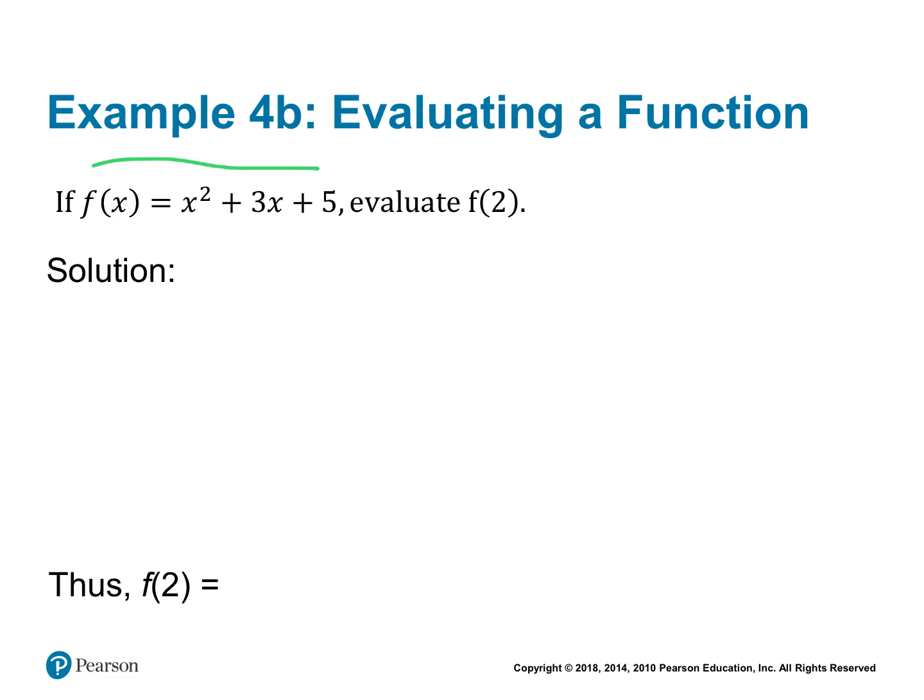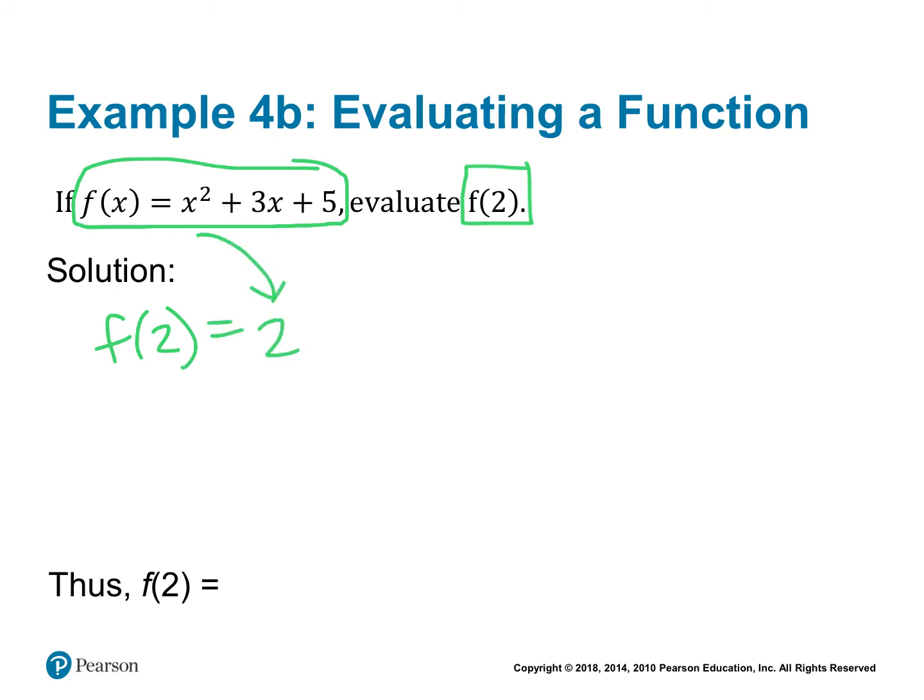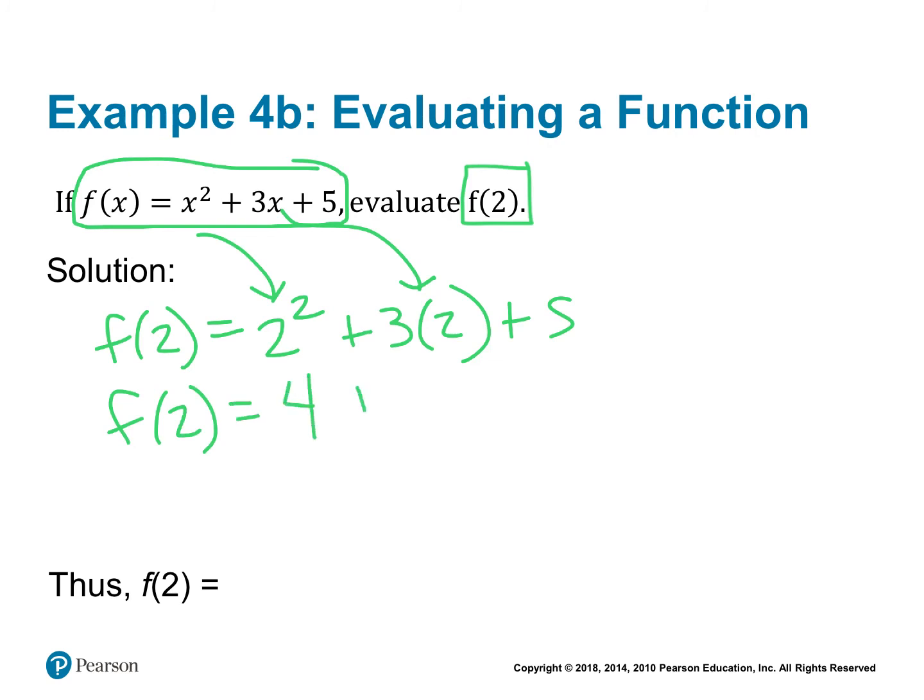Okay, the next one, if f of x equals x squared plus 3x plus 5, evaluate when f is 2. So we don't know what f of 2 is in our formula. So I'm going to put a 2 in here, a 2 in for this x. And then solve it. So f of 2 would be 4 plus 6 plus 5. So f of 2 would be 15.